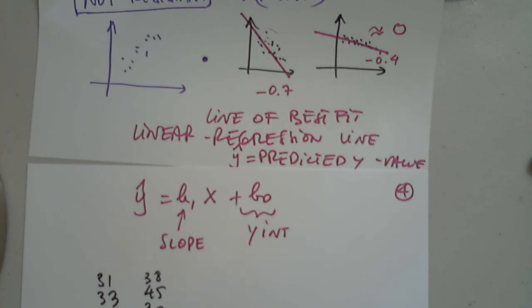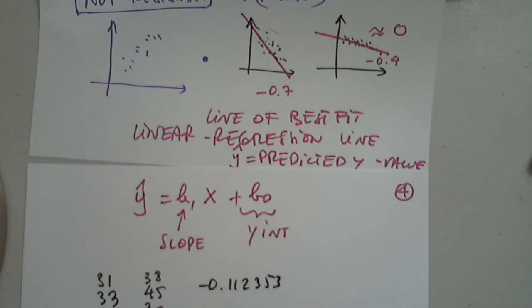Okay. So back to, where was I? Here. And we want stats, summary. We want correlation. And we have to choose both, always. It's a correlation between 2 variables. And let's see what we get. I got negative 0.1123. So let's see how many decimals they want. Negative 0.112353.